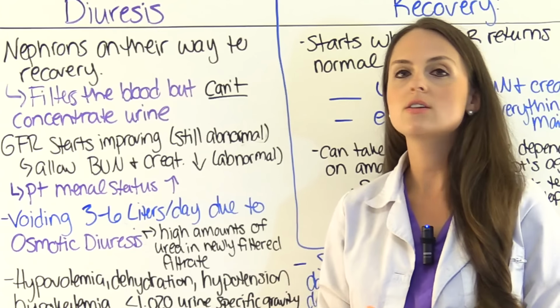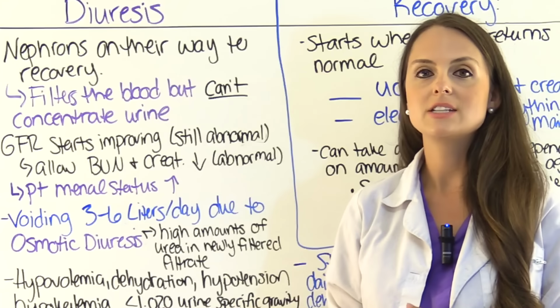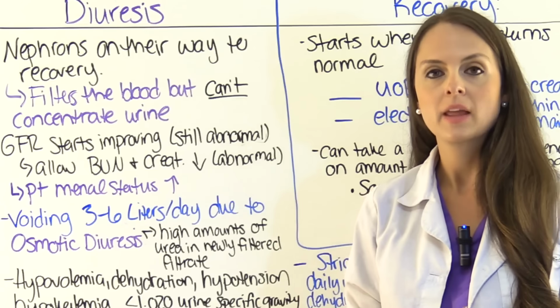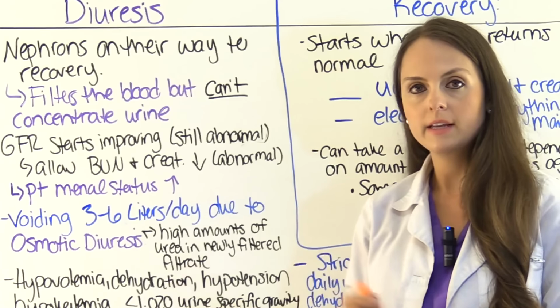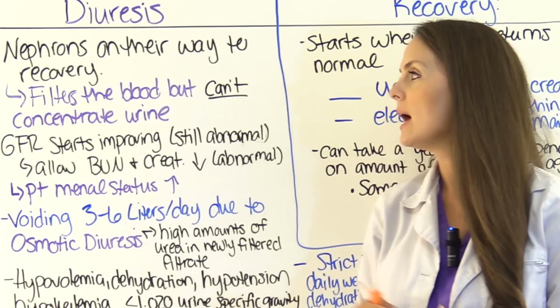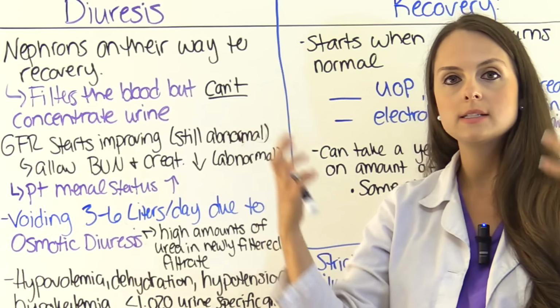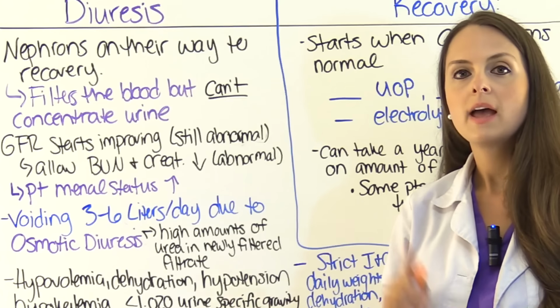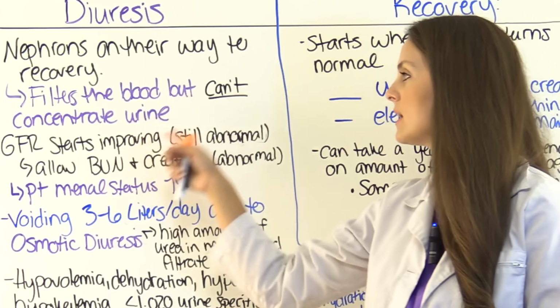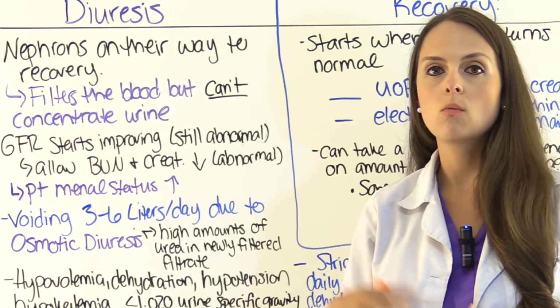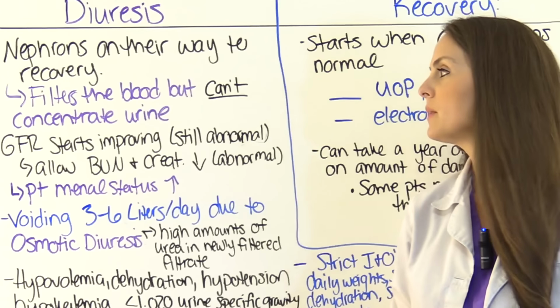Our next stage is called the diuresis stage, and this is where our nephrons are on their way to recovery, but they're not 100% yet, but they're getting there. So now they have the ability to actually filter the blood, so they can start bringing down our waste levels, that BUN and creatinine, getting that out. However, they can't concentrate the urine yet, so we're not really going to get electrolyte balance, and our water levels are still going to be crazy.